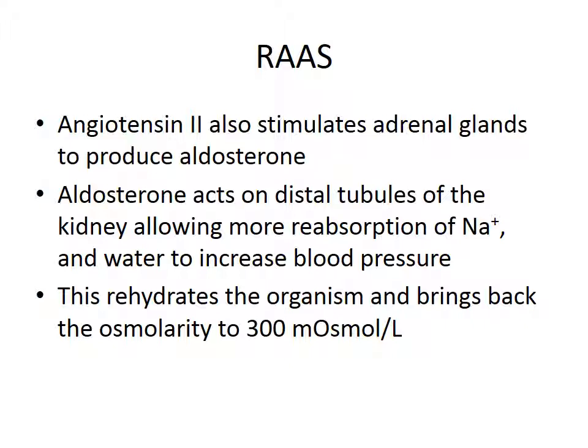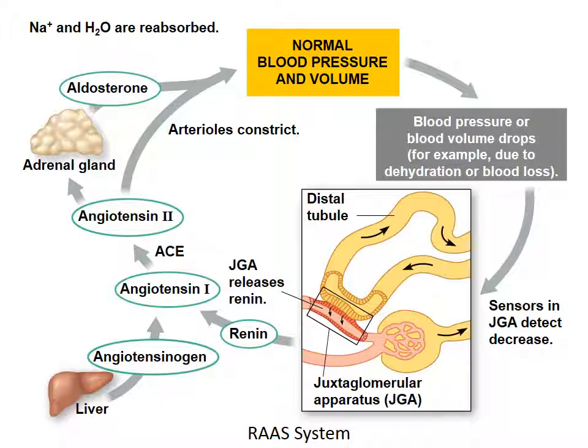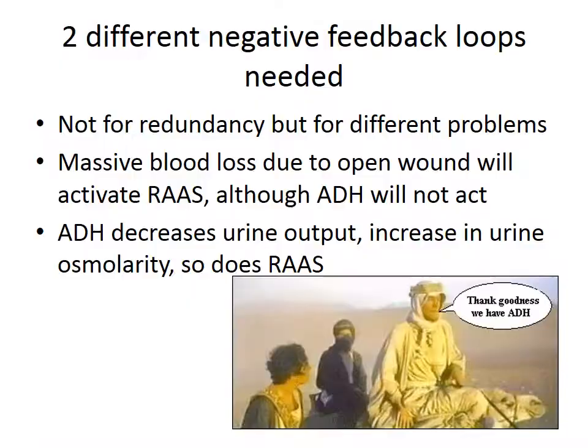a cut. So angiotensin II also stimulates the adrenal glands to produce aldosterone, and aldosterone, which is another hormone, will act on the distal tubules of the kidney, allowing more reabsorption of sodium and water to increase the blood pressure, and this will rehydrate the organism and bring back the osmolarity to 300 milliosmoles per liter. So this is the RAAS system, and it shows you how this works, and how we get back to our 300 milliosmoles per liter.